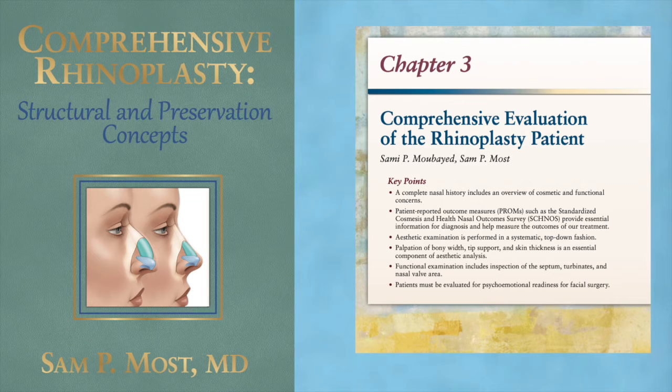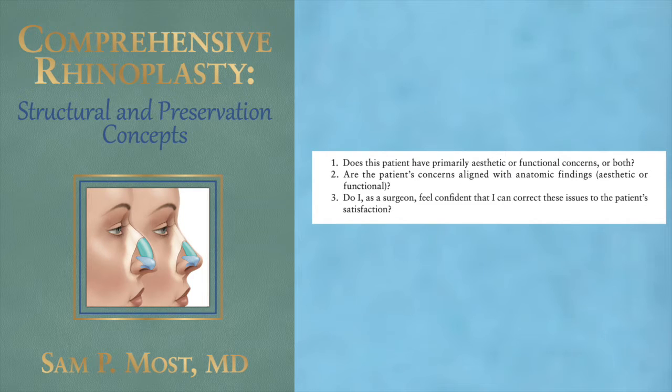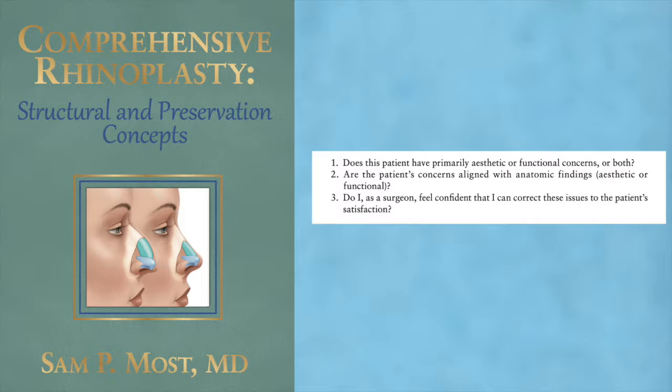So let's dive into chapter 3, which is evaluation of the rhinoplasty patient. And I thought about putting this chapter together in a way that sort of resembles the way I approach these types of patients. Basically, when you see a rhinoplasty patient, or if you are a rhinoplasty patient, if you want to understand my thought process, the first thing is I want to understand if my patient has functional concerns or aesthetic concerns or both. You have to do evaluation of all of those things in all of your patients.